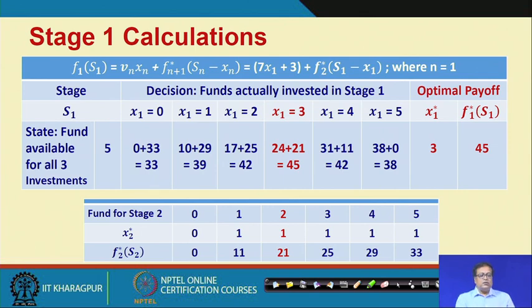If you now come to stage 1, you see the fund available for all 3 investments has to be the entire amount, that is 5. Now, out of this entire amount, that is 5, obviously you have 6 choices, that is x1 equal to 0, x1 equal to 1, x1 equal to 2, 3, 4 and 5. And at stage 2 the funds are all written here.